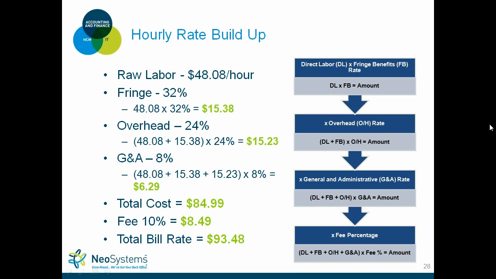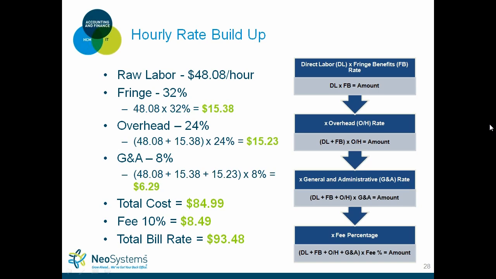If you have G&A, and most of you do, then you take a combination of the fringe, overhead, and the raw labor, and you multiply that by your G&A rate. So as you can see in this example, your total cost for the employee is not just $48.08. It actually costs the company $84.99 to keep the employee employed and happy.